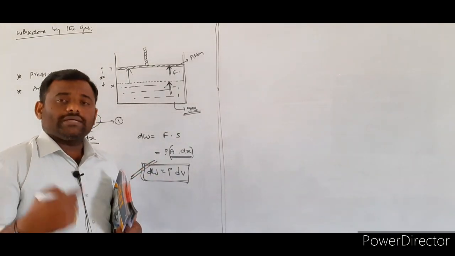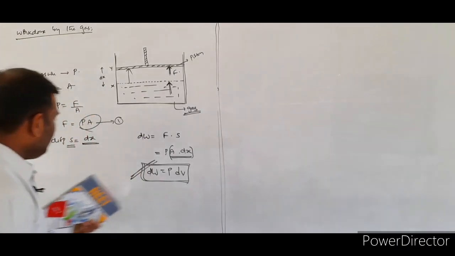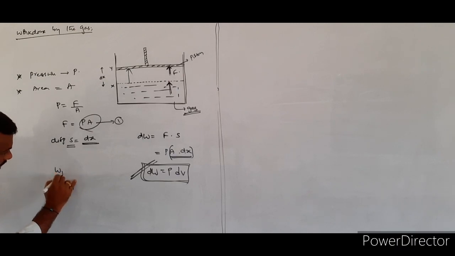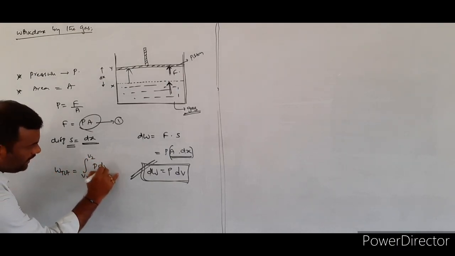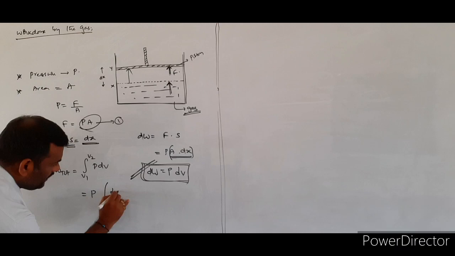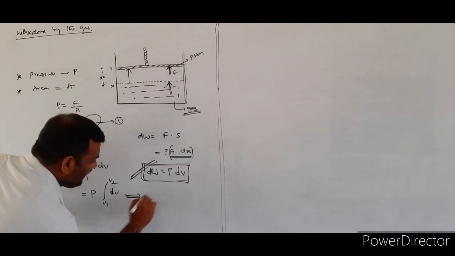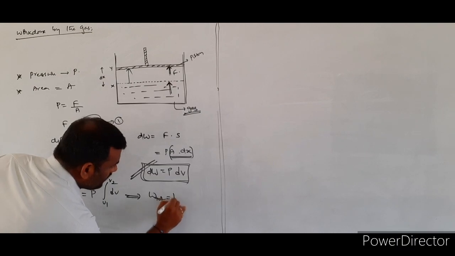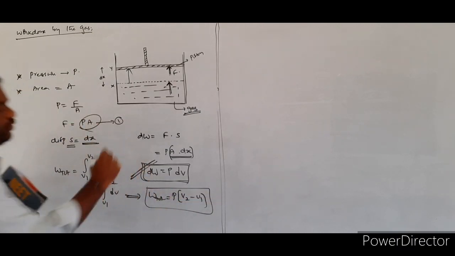Suppose you want to change the volume from V1 to V2, you have to integrate. Therefore, total work done is equal to the integral from V1 to V2 of P dV. Here the pressure of the gas will be constant, so integral of dV with limits from V1 to V2 gives the total work done equal to P into (V2 minus V1).